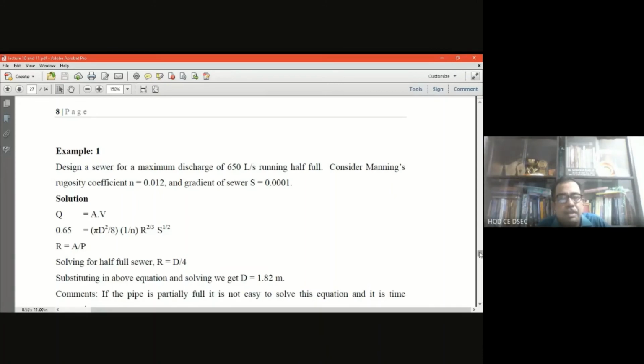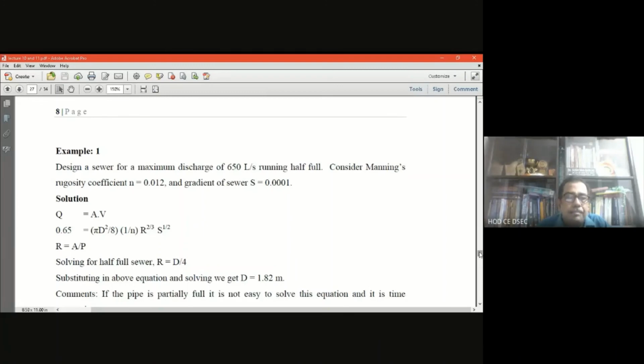You have to design the sewer, meaning you have to determine the diameter of the sewer, because the discharge is given in the question. The very fundamental thing, we know that Q equal to AV, the discharge and velocity relation. What is Q? Q is given in the question, 650 liter per second. If we convert it to meter cube per second, then it is 0.65 meter cube per second. So substitute Q as 0.65.